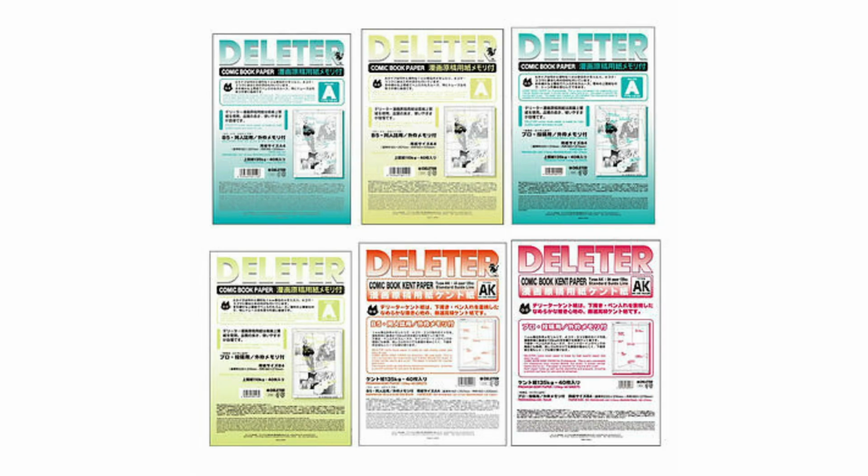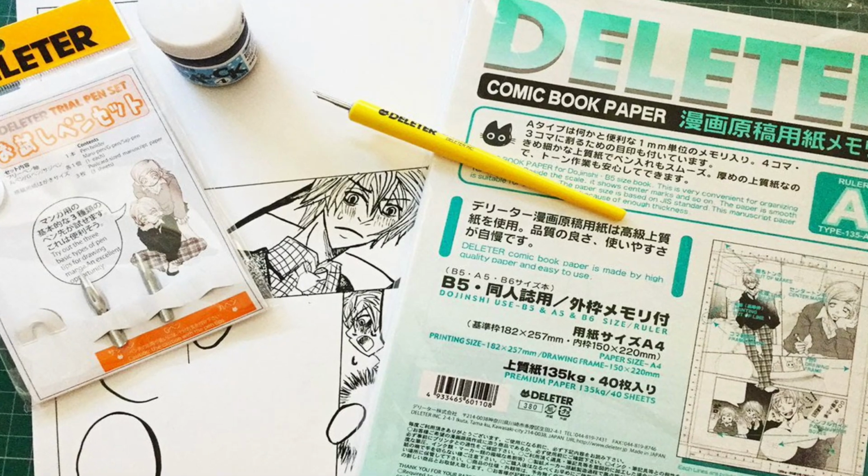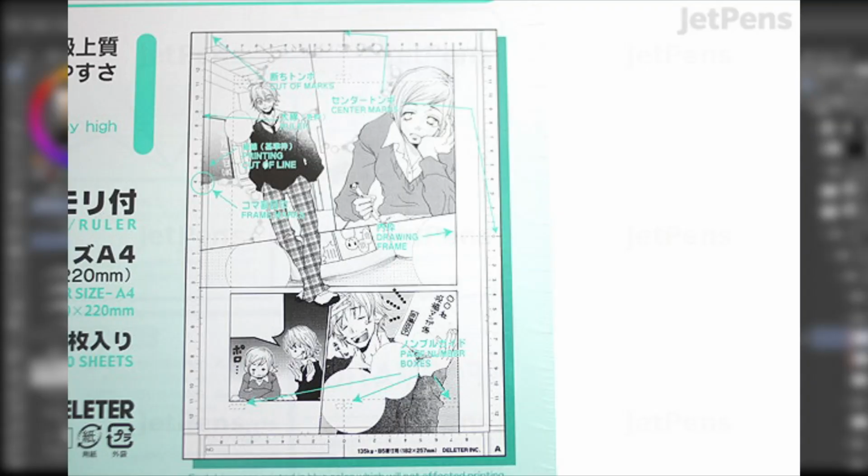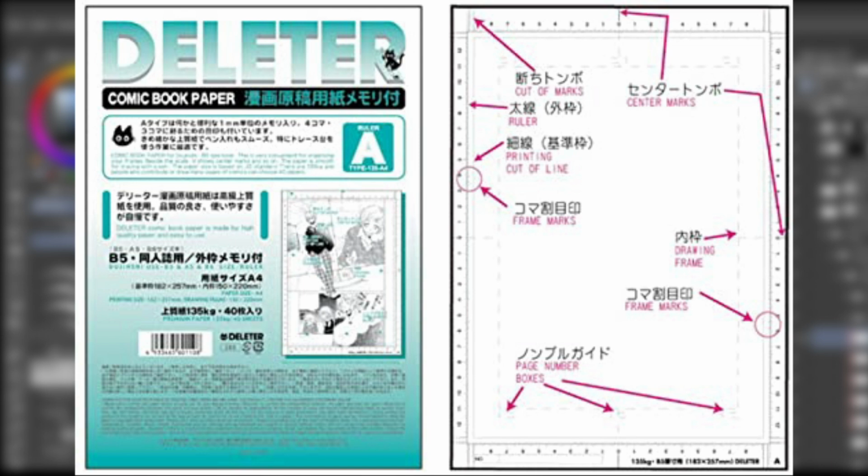A common practice among traditional artists is to purchase deleter paper. Deleter paper is an industry standard paper brand that comes in various sizes. The cool thing about deleter paper is that it comes with standard manga dimensions and rulers right on the paper. This makes it incredibly easy to not worry about formatting and just focus on creating manga.